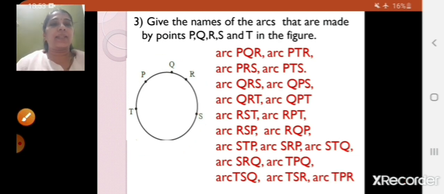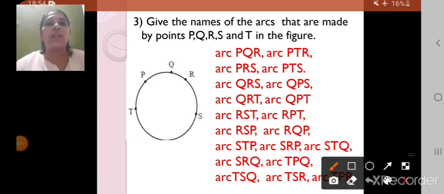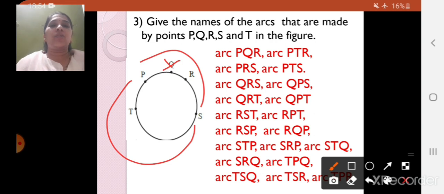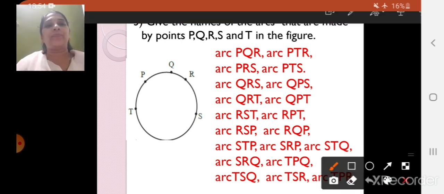Now let's see the next one. So now what we will do, children? Now we will cross this Q point. So now we will write the arc as arc PRS and arc PTS. So this has become your second arc. Now point P has finished. Now we will go to the point Q. This is your point Q.